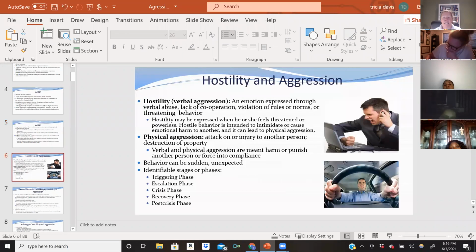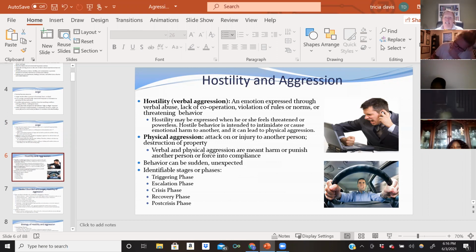So we have hostility and aggression. Hostility is verbal aggression. It is an emotion that is expressed through verbal abuse, lack of cooperation, violation of rules or norms, or threatening behavior. Sometimes we see hostility being expressed when we feel threatened or if we feel powerless. Usually when we see hostile behavior, it is used to intimidate or cause emotional harm to others, and it can also lead to physical aggression.